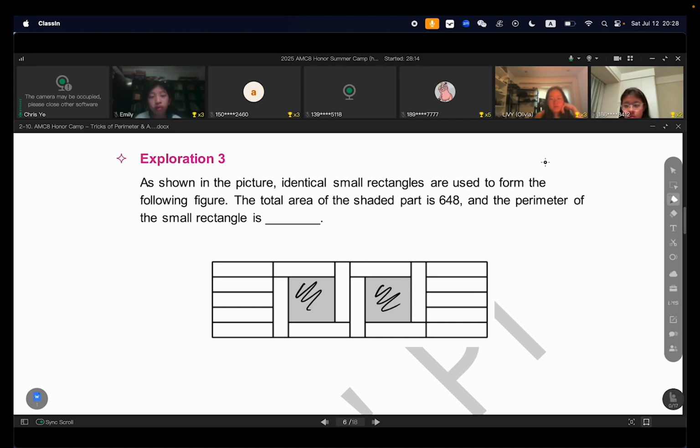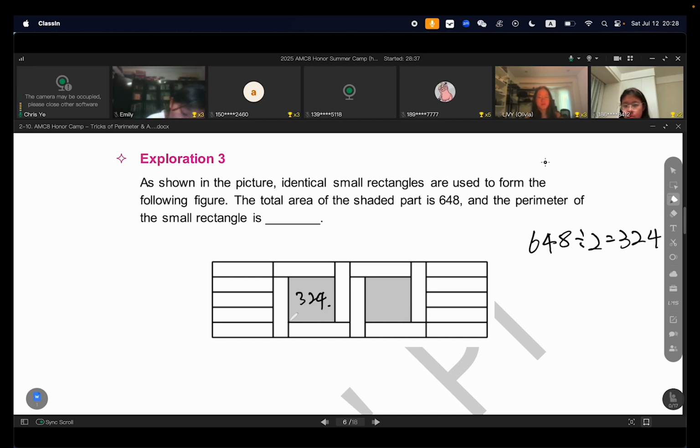And the perimeter of the small rectangle is, so since all of the rectangles are the same, this means that the side lengths are the same and these two are squares. And these two squares are also the same, which means that the area of one square is going to be 648 divided by 2 equals 324.